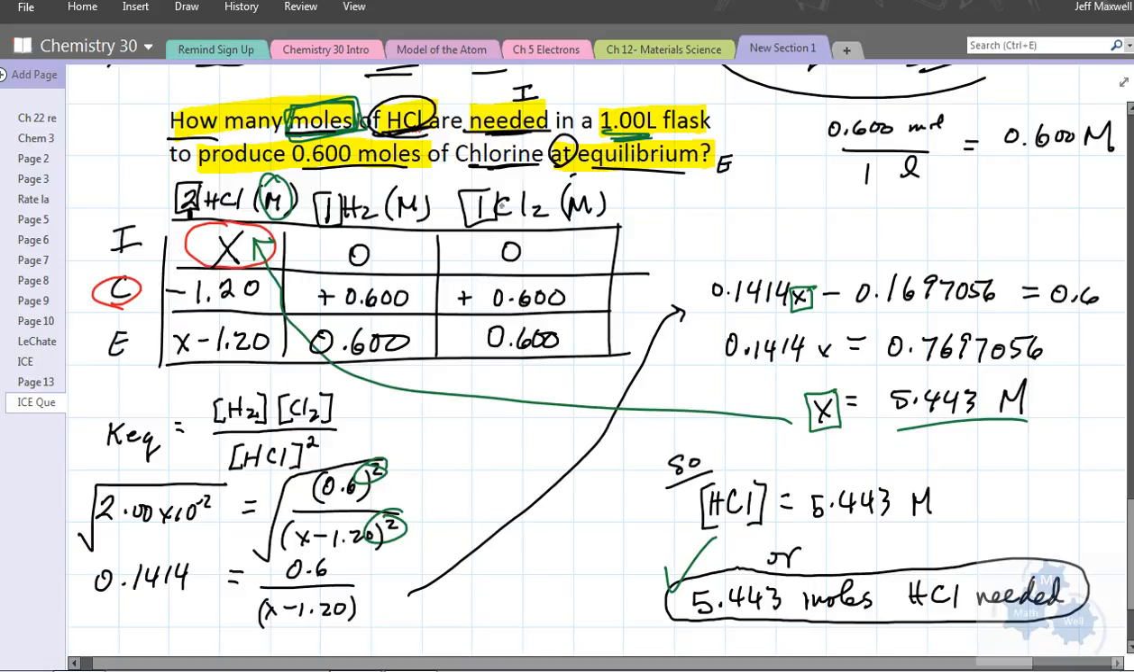Now, if the question asked for how many moles of HCl were left at equilibrium, then you could do that as well pretty easily by looking at the equilibrium expression for HCl, right? And then you have 5.443 minus 1.20, right? So you have 4.243. You just plug x in, okay? So that's an example of a question where you have to work backwards. Okay? That's a little bit different than most of them.